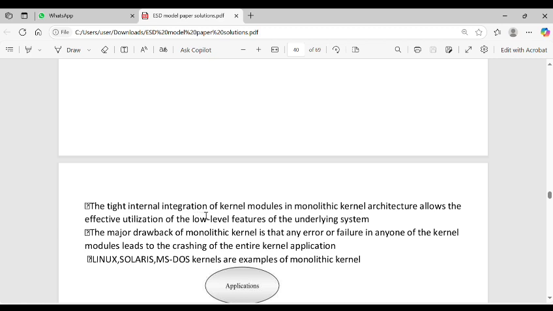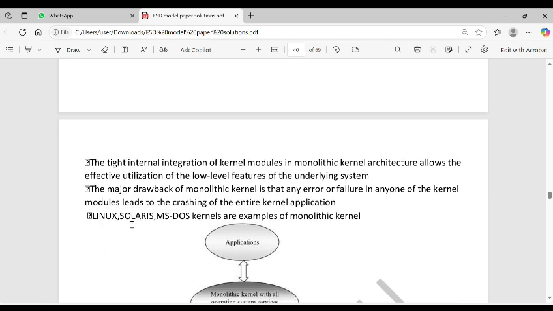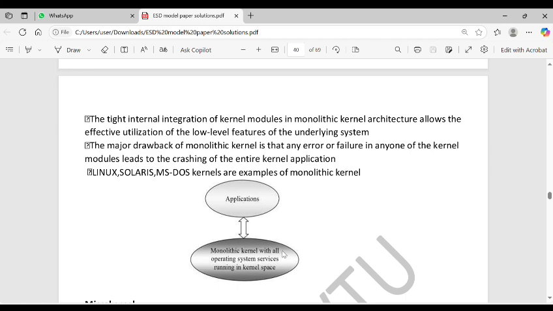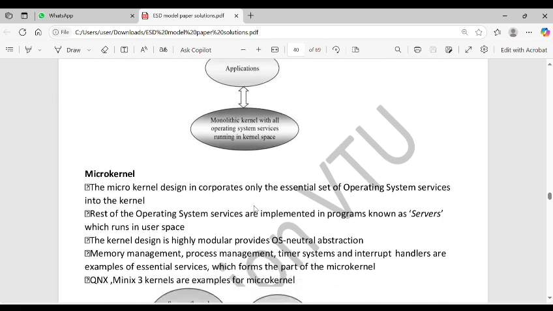The tight internal integration of kernel modules in a monolithic kernel architecture allows the effective utilization of the low-level features of underlying systems. Linux, Solaris, and MS-DOS kernels are examples of a monolithic kernel. Here, monolithic kernel with all operating system services running in kernel space sits between the hardware and the applications.